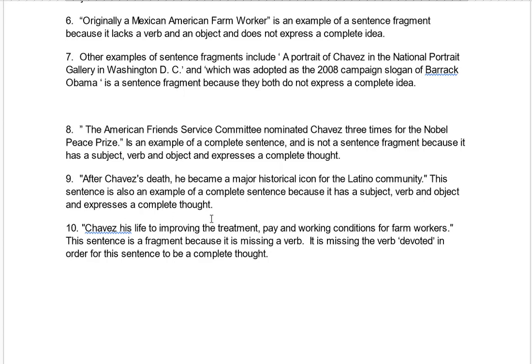So this is a sentence fragment because it's missing a verb. So in order for this sentence to be complete, you have to put in the verb devoted. Then you would have subject, verb, object, and then it would be a complete sentence. So that is a sentence fragment, an incomplete sentence, and therefore you don't want to write like that in your essay because then you would lose points.